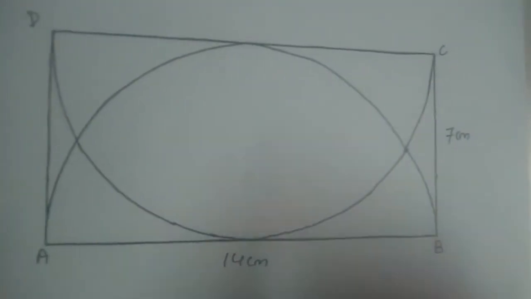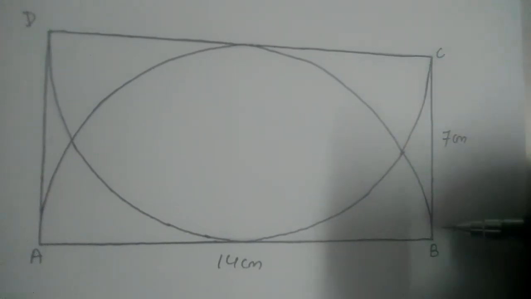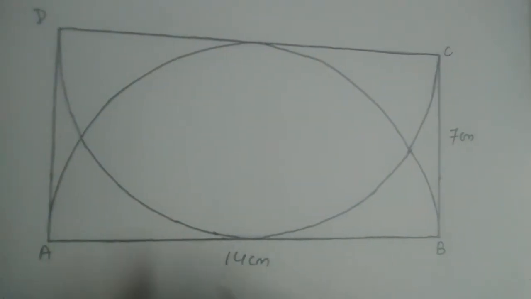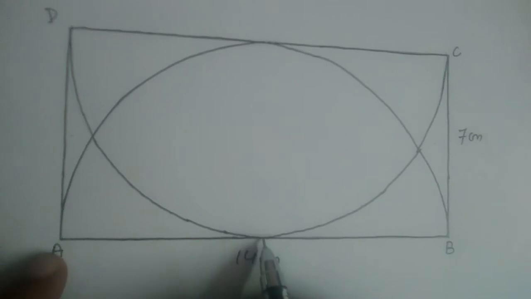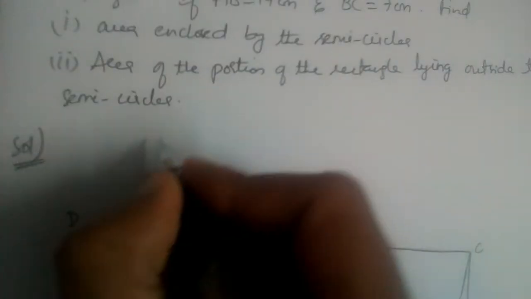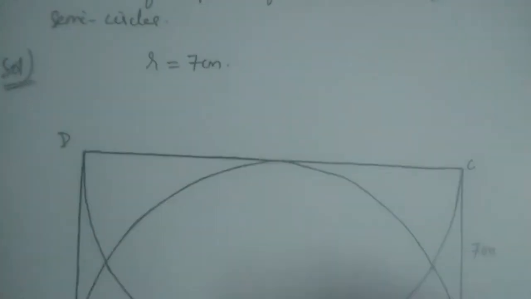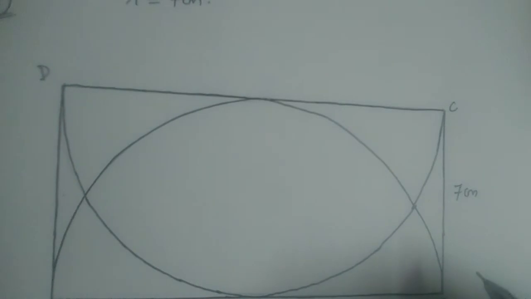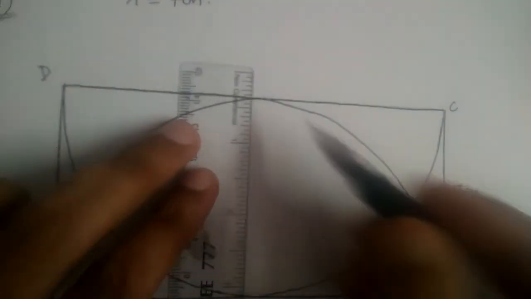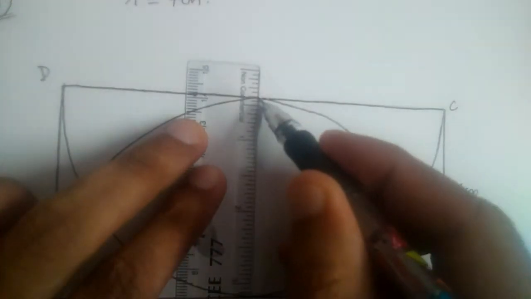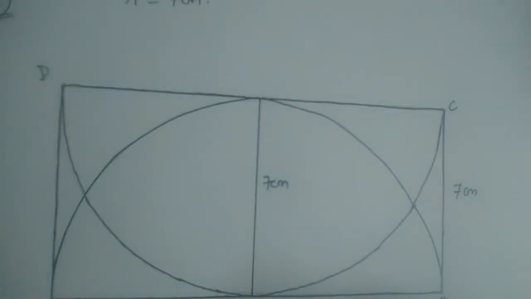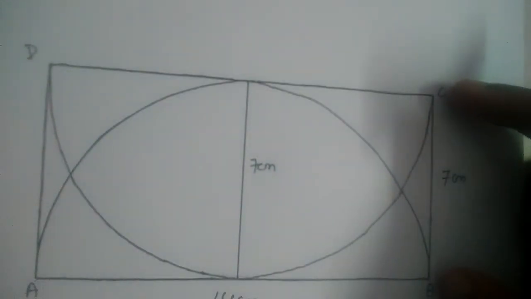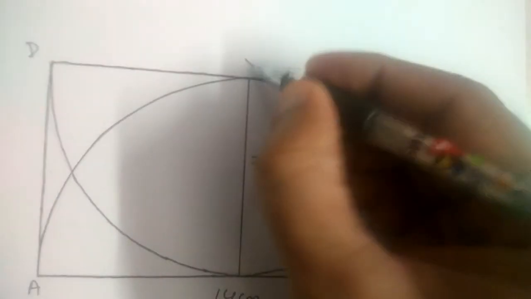Now see, this is 7 centimeters given and this is 14 centimeters. So the diameter of each semicircle is 14, so the radius will be equal to 7 centimeters. Now let me join these two points where the semicircles are touching the rectangle. This will also be equal to 7 centimeters, because BC is 7. So let us take this as XY.